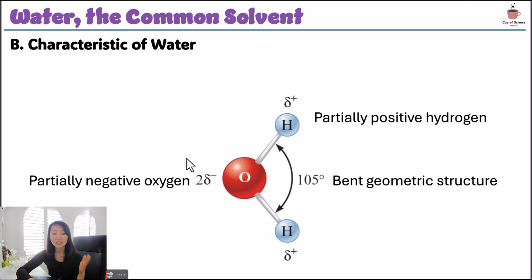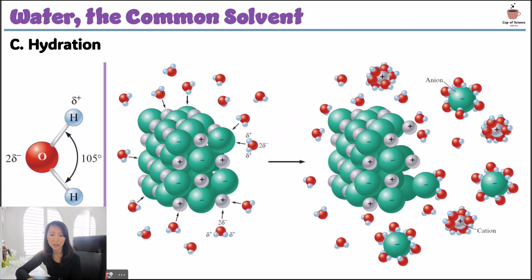Having one side being more negative and the other side being more positive gives this entire molecule what we call polarity, or this is considered to be a polar molecule. Having this partiality or polarity gives them, if you will, the power to dissolve solutes. Let's show you in an illustration.